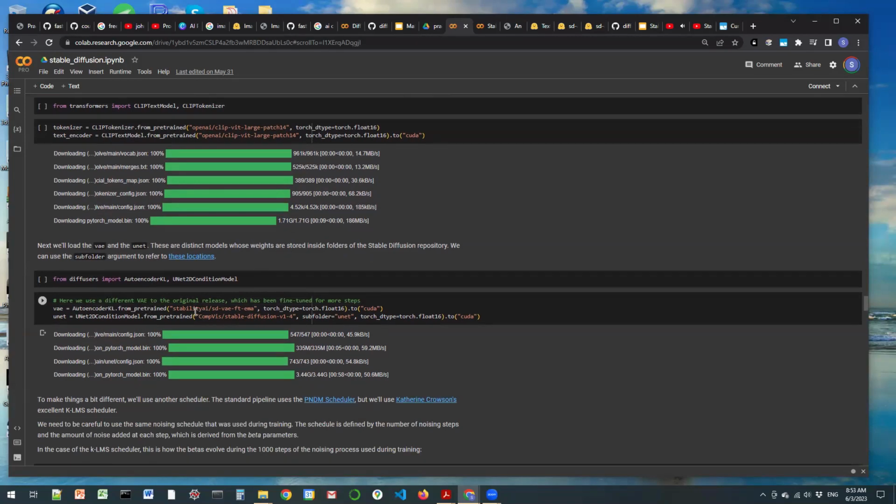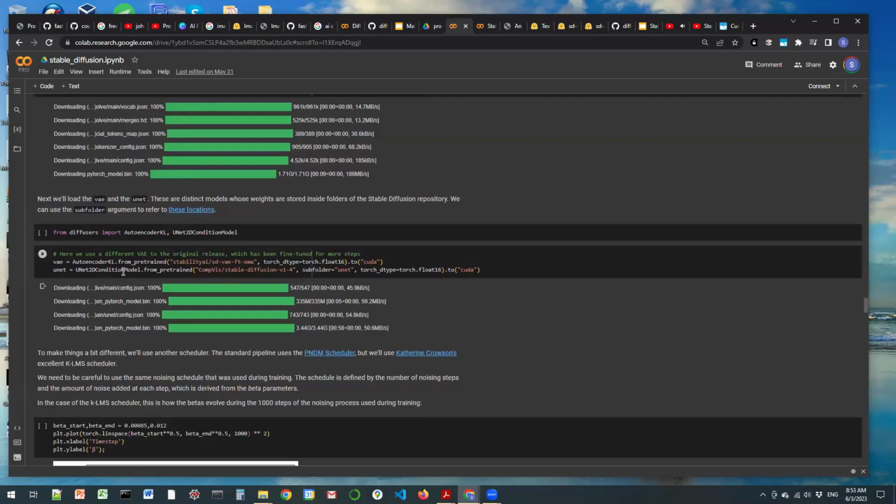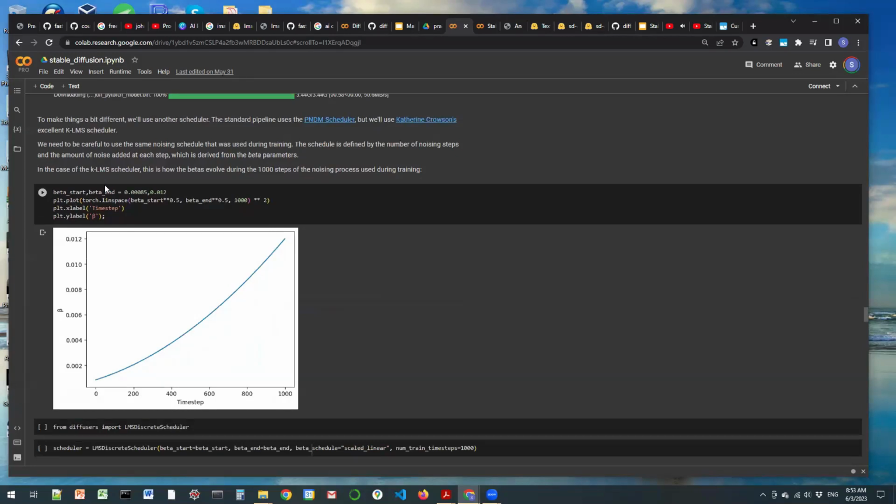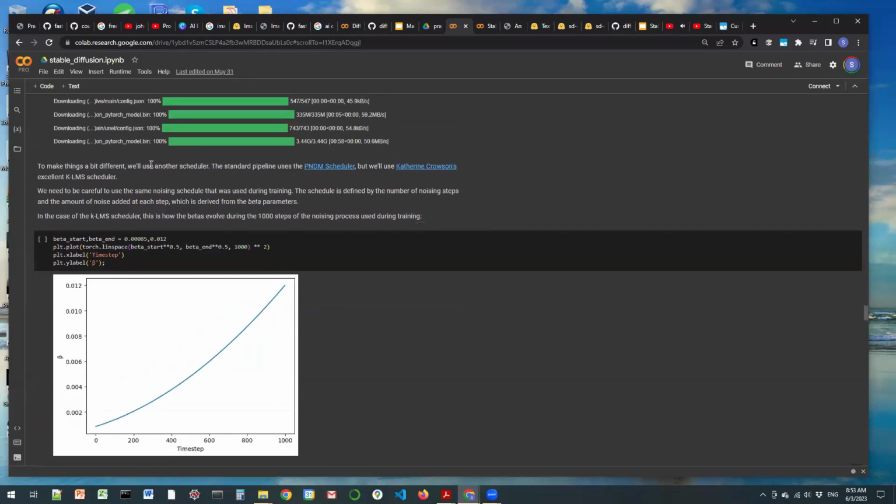So the VAE model moved on to the GPU. The unit is the pre-trained model again, and we move it to the GPU. What is done here is how we use the scheduler. There are various schedulers, and think of the schedulers, at least at this stage of our understanding, as essentially tools which are used to add or subtract a specific amount of noise from the latent images.